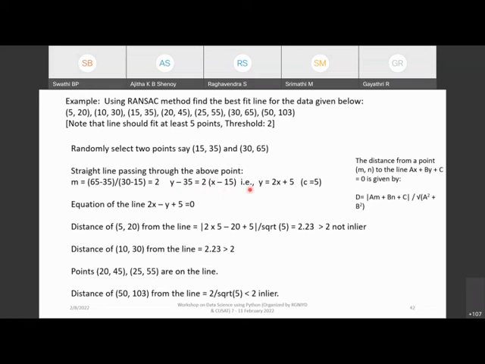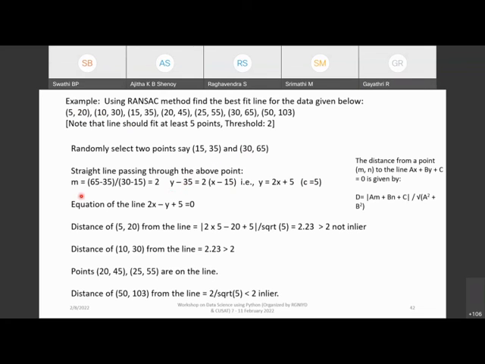By simplifying this, I will get the equation of the line as y is equal to 2x plus 5. Now if I consider this as the equation of the line y equal to mx plus c, m is equal to 2 and c is equal to 5. I need the equation of the line in this format, ax plus by plus c equal to 0. So I will take y this side, and I am going to get the equation of the line as 2x minus y plus 5 equal to 0. Now these 2 points I have taken.